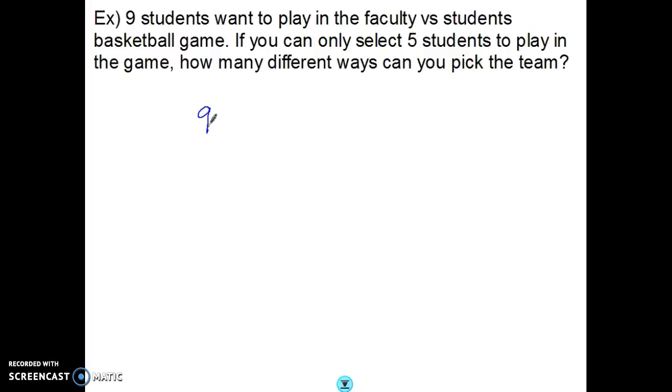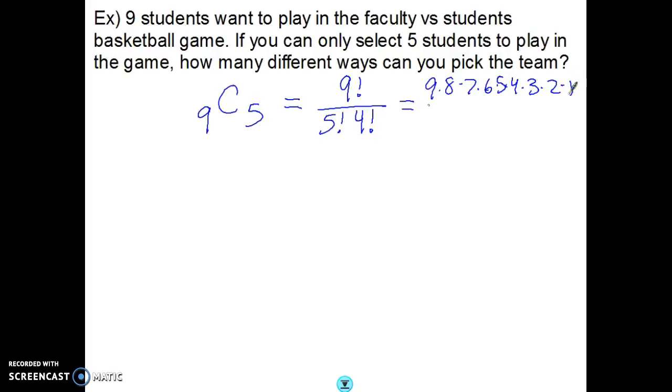So this is now 9C5, which, if we remember our formula, comes out to be 9 factorial over r, which is 5 factorial, and then n minus r factorial, which is 9 minus 5, or just 4 factorial. And if you do all of your math out here, 9 times 8 times 7 times 6 times 5, and on the bottom, 5 times 4 times 3 times 2 times 1 times 4 times 3 times 2 times 1.